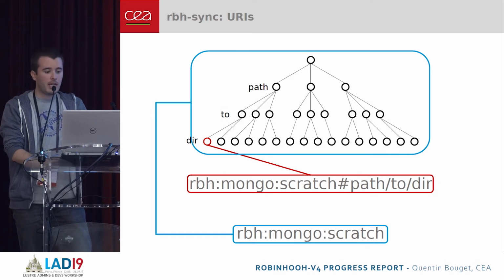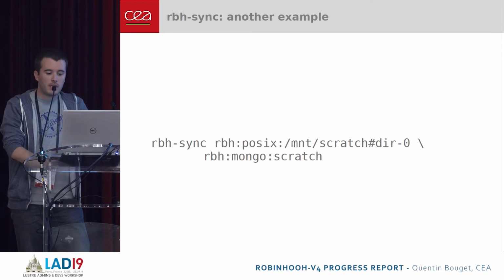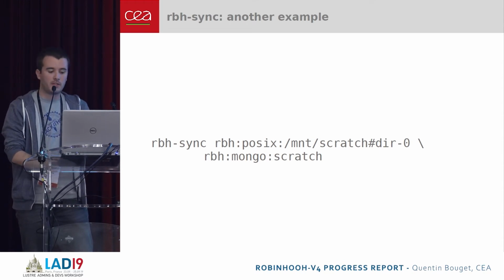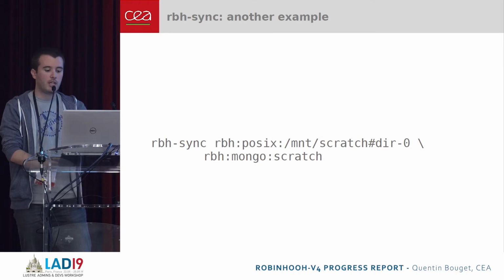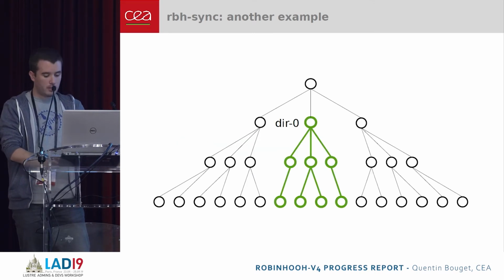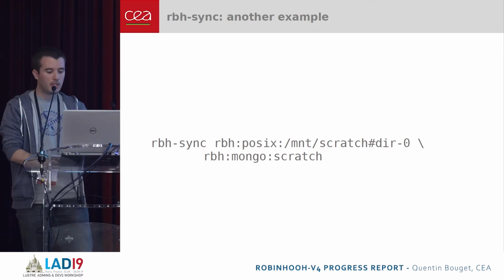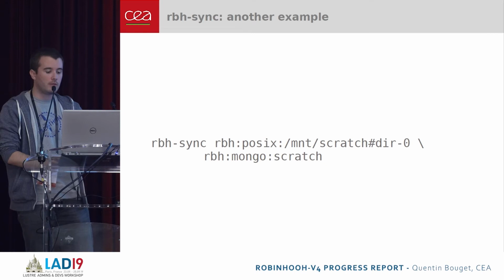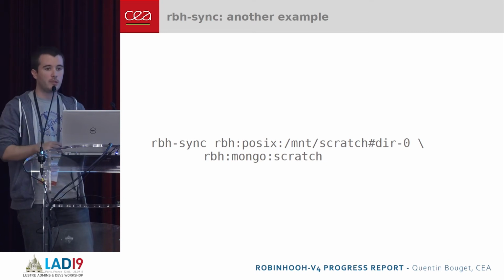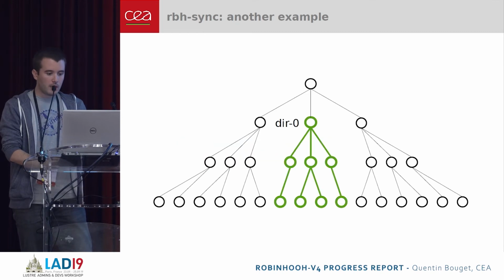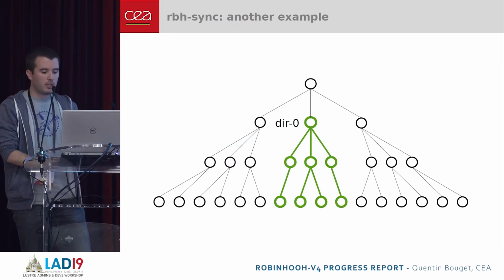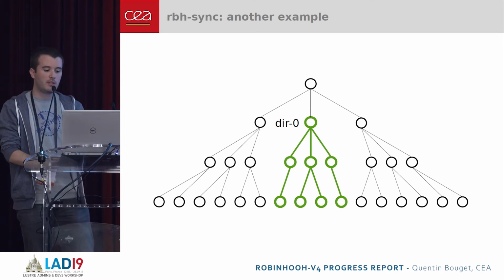And that's actually useful. It allows you to do things like this. It allows you to sync a particular subtree in your file system with a Robinhood backend. Visually, that would look like this. So this URI, the RBH POSIX, I forgot to mention that here POSIX means that you use the POSIX Robinhood backend, which is basically a real file system on top of which you implemented the C API that I mentioned previously. So when you do the previous command, you scan your file system starting at directory 0, you go down the tree, and you synchronize everything that you see with your Robinhood backend.